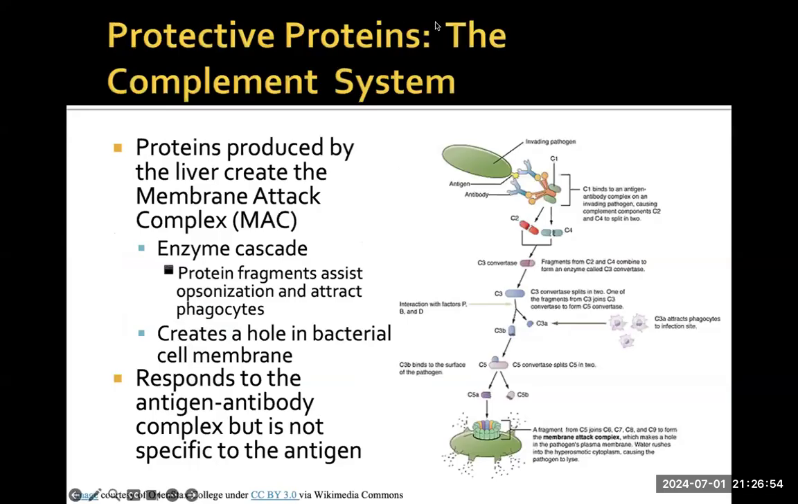The next part here is protective proteins. These come in the form of a pathway called the complement system. Here you have proteins that are going to be produced by the liver, and the end goal is they're going to create what we'd call a MAC. The MAC is a membrane attack complex. If you're looking at this green bubble here, we'll call that the invading pathogen. That's the thing that your body wants to kill.